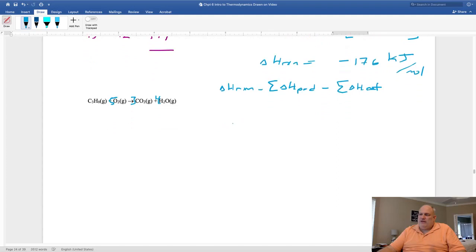So in that case, let's start over here. I'm going to have a little more space here. I'm going to start over here with my products first. So do you see how I have 3 CO2s? I'm going to look up CO2 on the enthalpy of formation table, and that's going to be 3 times negative 393.5. And I'm going to add that to 4 times negative 242.